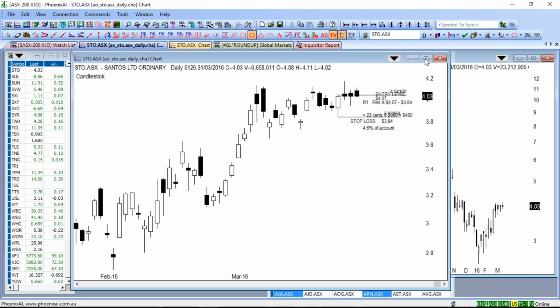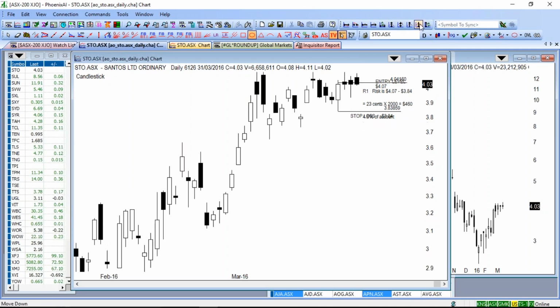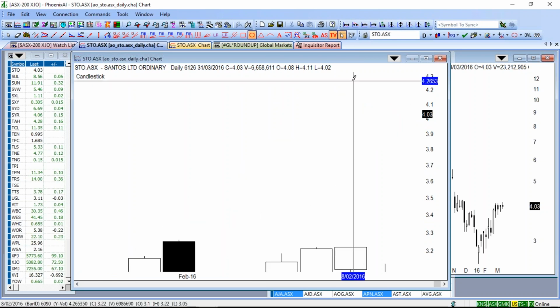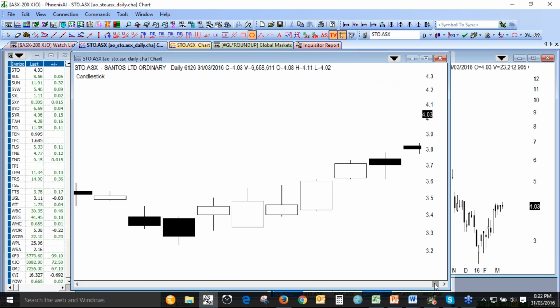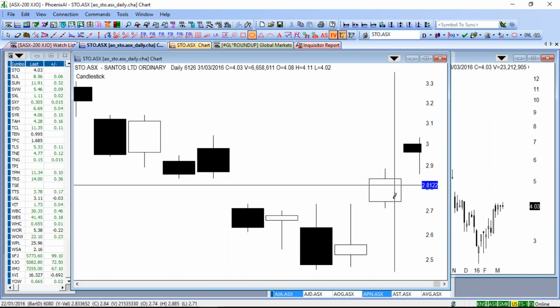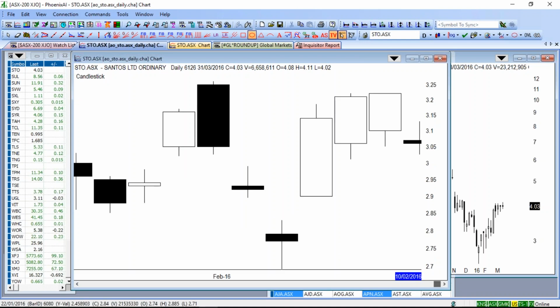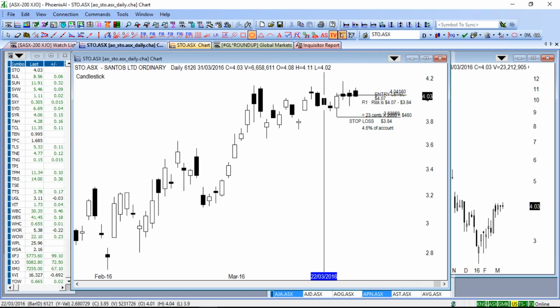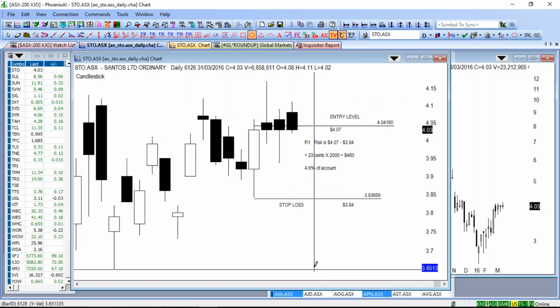For whatever reason, we've taken a Santos trade. Just want to bring this up a bit closer. Sorry. Come on. Bring this up a bit closer here. Sorry. Get this out here. There we go. That's what I want.